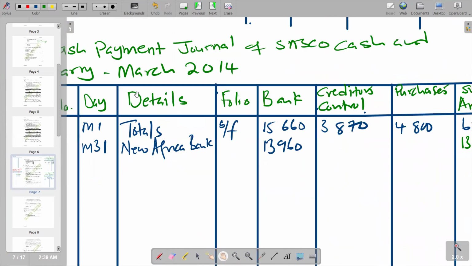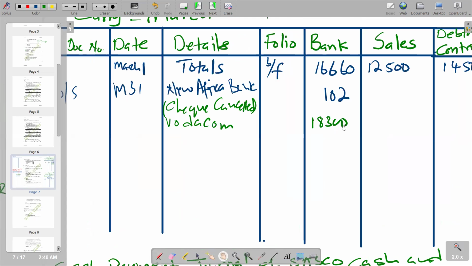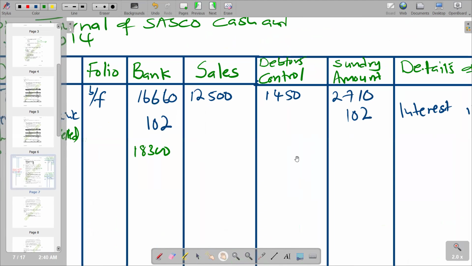So the check cancelled, so we can put it in brackets and then write out Vodacom. So we are saying, here we put our brackets and then we know that it's for Vodacom. And then on the amount here, we remember it's 18,300. So we're saying 18,300. And we try to see, does it qualify under those columns? That is bank, it's under bank, under sales, it's not sales, under data control, it's not data control. So what it means is we have to put it under sundry account, a sundry amount, which is 18,300.